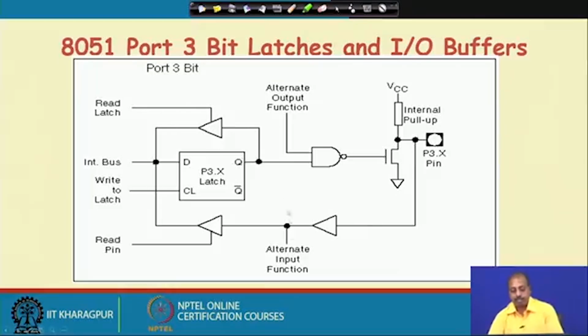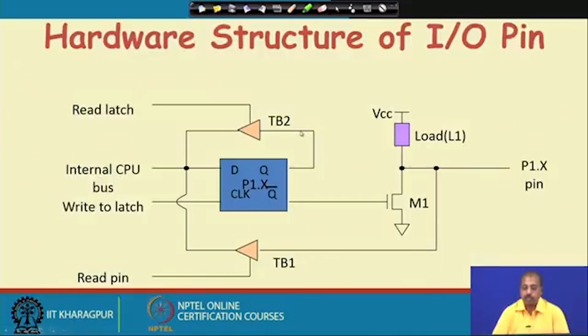And of course, the other thing, the alternate input function and alternate output function. These are the other alternate functions that we have, like providing read bar, write bar, etc., or transmit, receive. So, all those port 3 alternate functions that we have can be connected to these pins, these lines, alternate functions. We will see some example about how this pin structure is going to work.